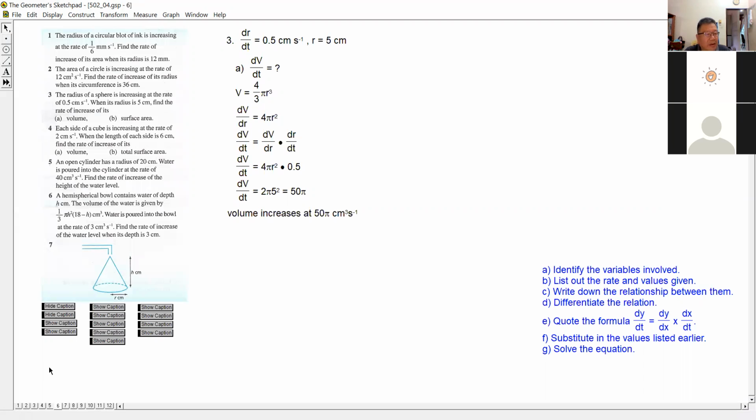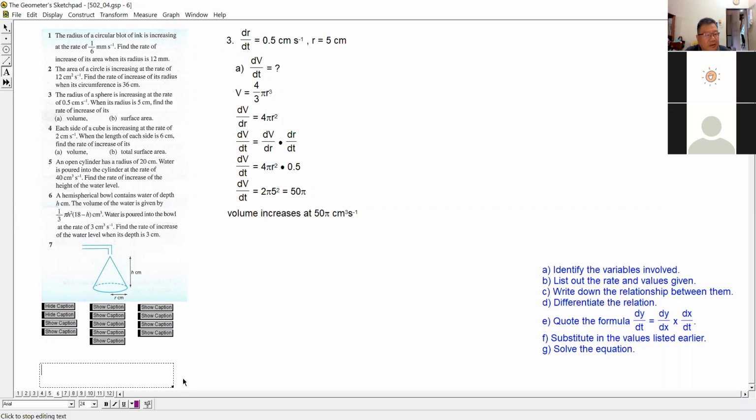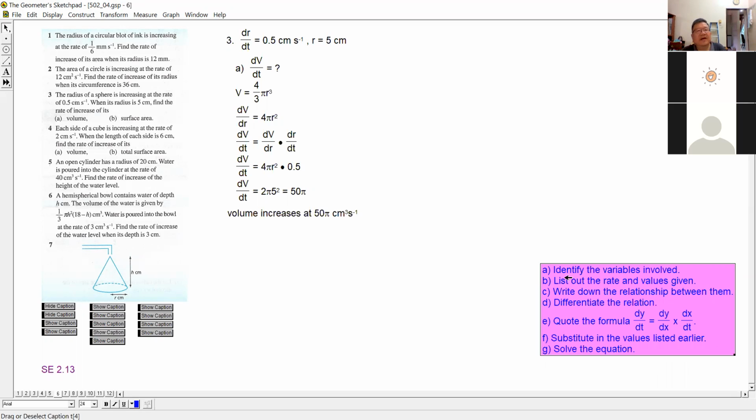Okay, so I write down here, you also try self exercise 2.13. Self exercise 2.13 is the homework, right? Now you know all the steps. If you have forgotten the steps, you see the steps I've listed out here. You follow step by step: list out the variables, differentiate the relationship, use the chain rule, and so on, right?